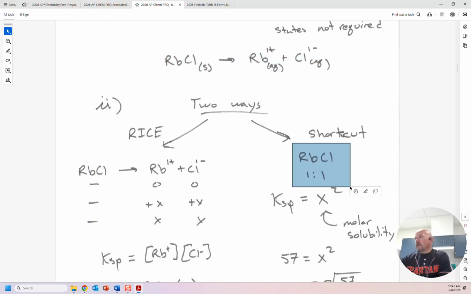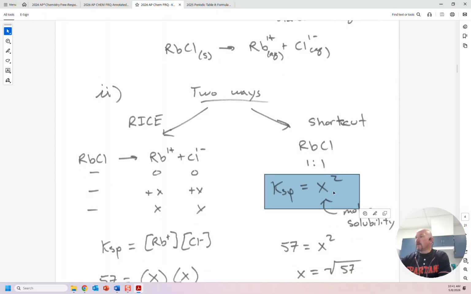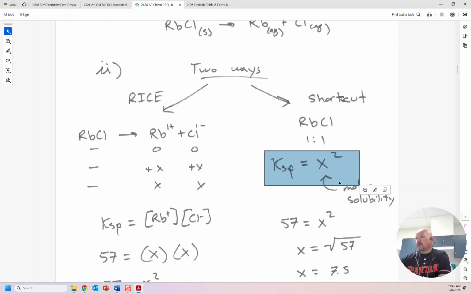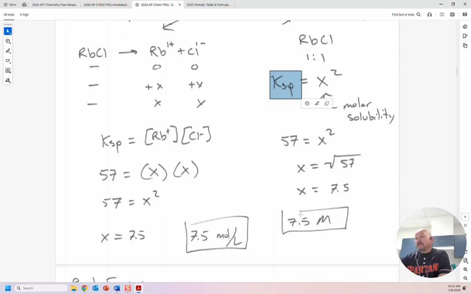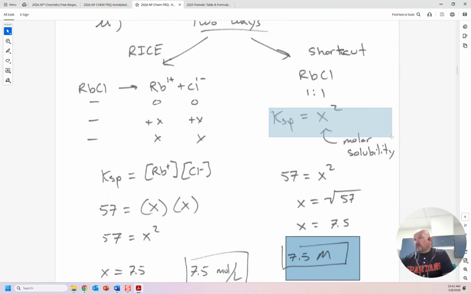Rubidium chloride has a 1-to-1 ion ratio. So its KSP molar solubility shortcut would be KSP equals X squared, where X, and remember, College Board would say KSP equals S squared, where S represents the molar solubility. But remember, in these shortcuts, X represents the molar solubility when you're doing a KSP shortcut, right? So that's all we have to do. We know that KSP was 57, so the answer is just the square root of 57. But again, the KSP doesn't need a unit, but the molar solubility does. And what's the unit? Moles per liter, or capital M, molarity, right?